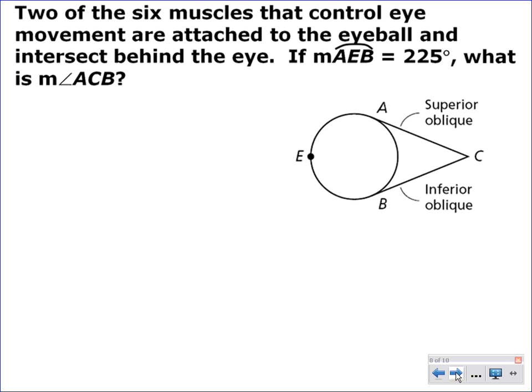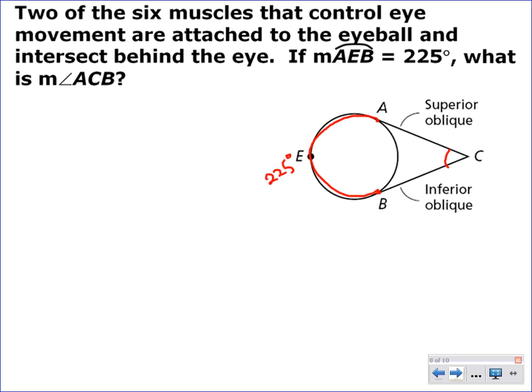2 of the 6 muscles that control eye movement are attached to the eyeball and intersect behind the eye. If the measure of arc AEB is 225, what is the measure of ACB? Okay, so here's A through E to B. It's 225. Well, that's great, Mrs. Herbst. I have one arc measure for an intercepted arc. I don't know the angle, and I don't have the other arc.